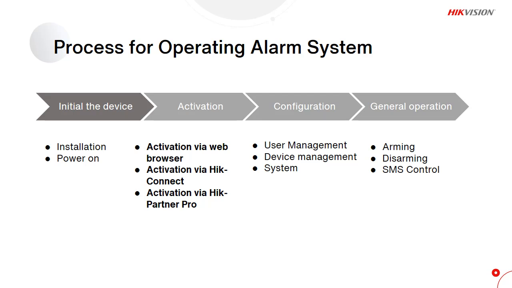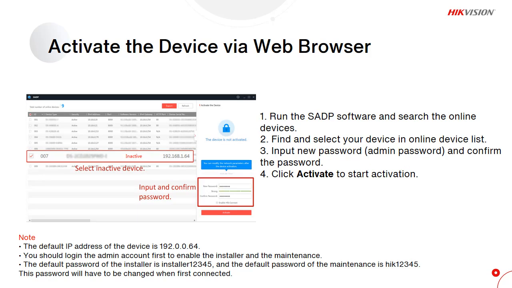Here comes the second step, activation. You can use a web browser, HEEC Partner Pro, or HEEC Connect to activate the device. After activation, you can manage the device by transferring permissions between apps. You can also use the account and password of all accounts to log into the web client to configure the device. Let me show how to activate the device via web browser.